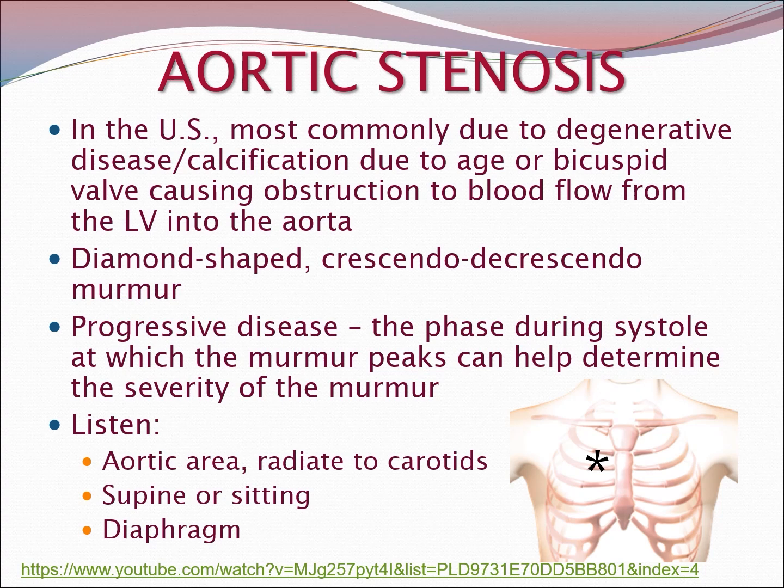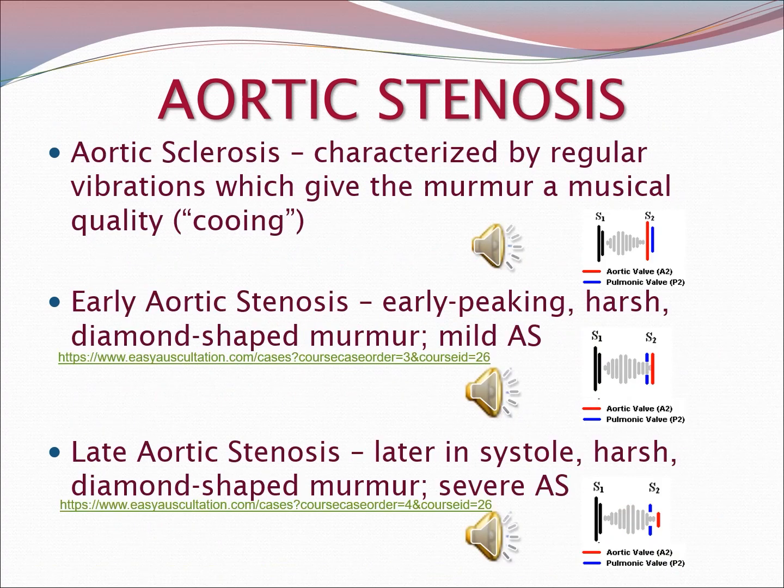In aortic stenosis, there can be what is called aortic sclerosis, which is characterized by regular vibrations, which give the murmur a musical quality or a cooing sound. Early aortic stenosis is an early peaking, harsh, diamond-shaped murmur and is considered mild aortic stenosis because of the early peaking.